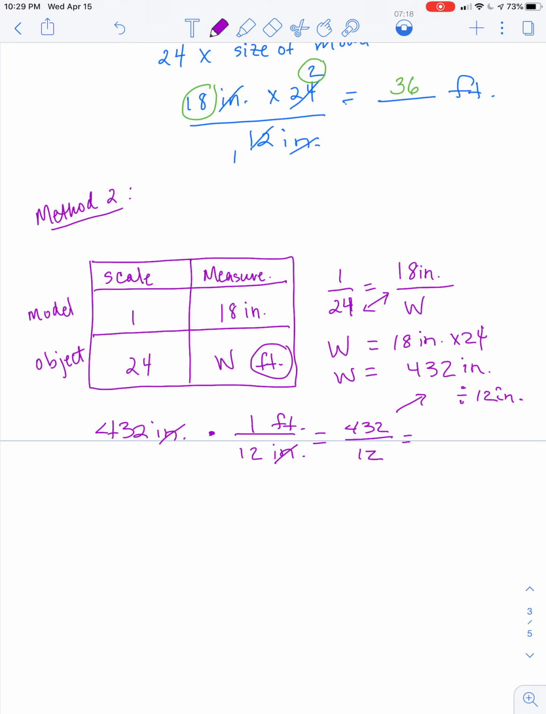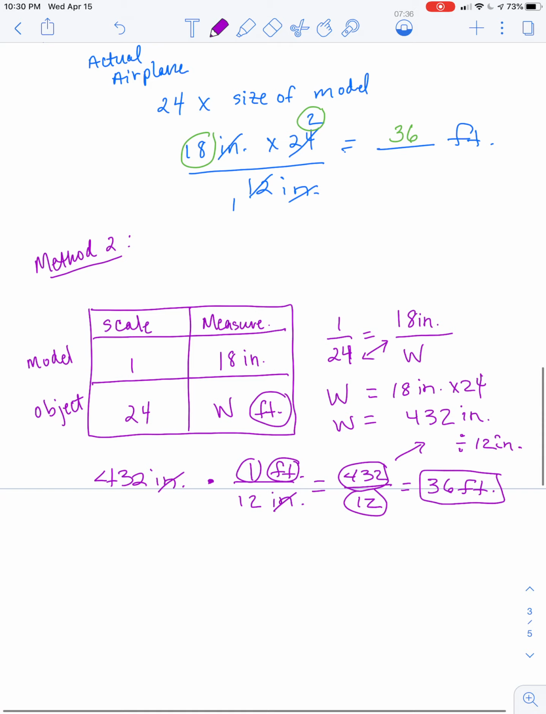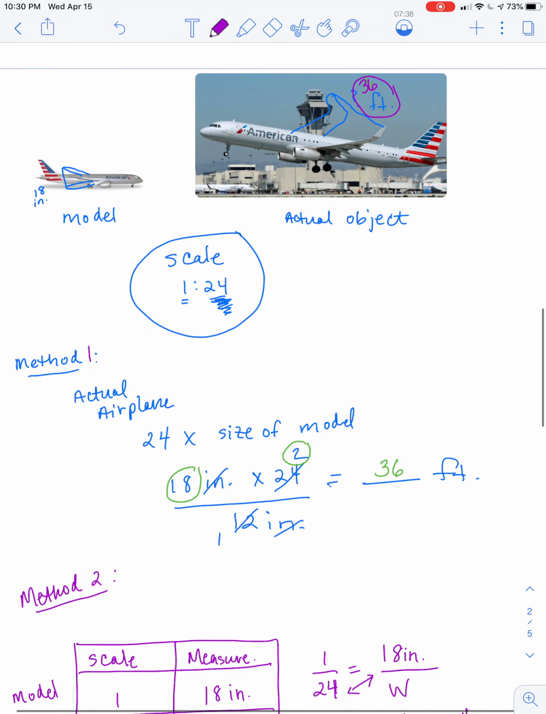So what do we get when we do that? We end up with 36 feet. That's what we had left. 1 times 432 divided by 12 gives us 36 feet. Okay, so we end up with 36 feet on both of those, and that tells us the wingspan right up here of our actual object.